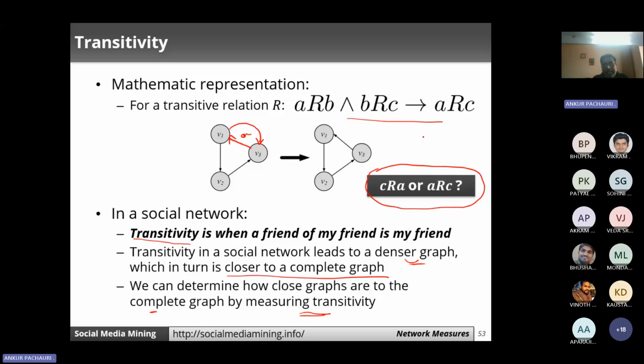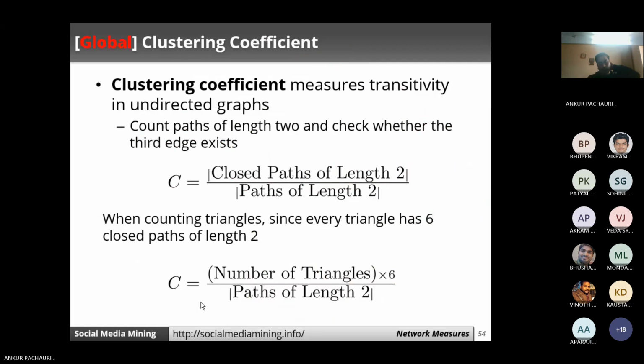Now, what does transitivity mean? We were talking about the clustering coefficient. In the clustering coefficient we were talking about triangles, and this is again a triangle only, no? So the more triangles, the denser the connectivity, and the more the graph tends to be complete, or a clique. So I think we can revisit the clustering coefficient.